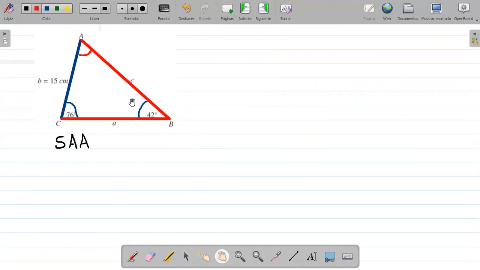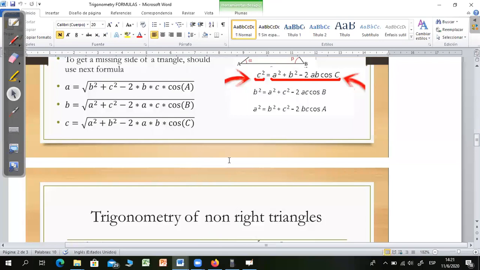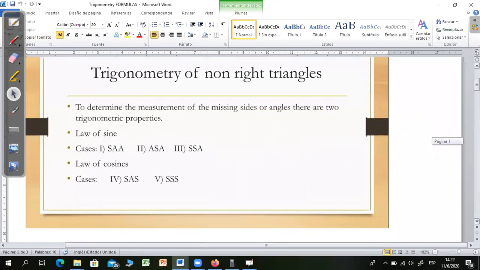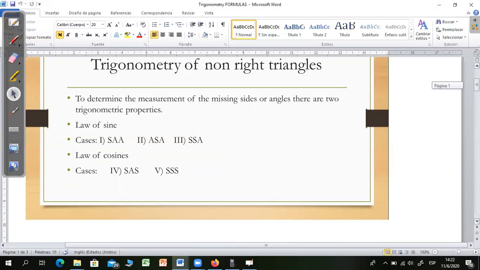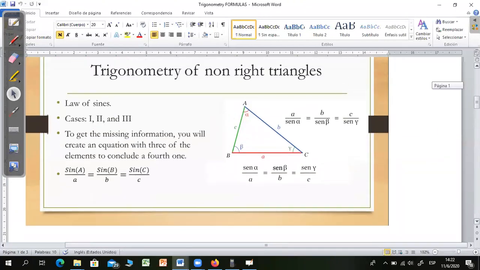So side angle angle. For what case does it work? Let's check. And here we have the formulas. Side angle angle. You're supposed to have these expressions too on an index card. It will be useful. So as you can see, the law of sine works with side angle angle, and it's practically the first case. So let's see how the law of sine works.